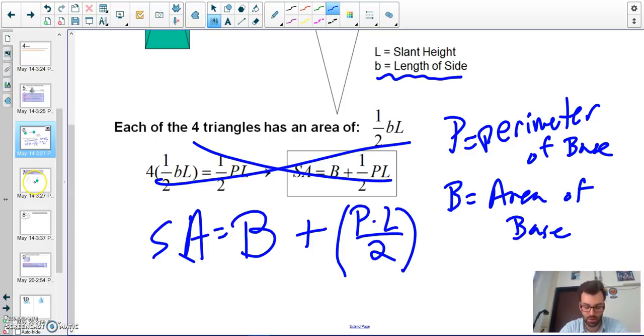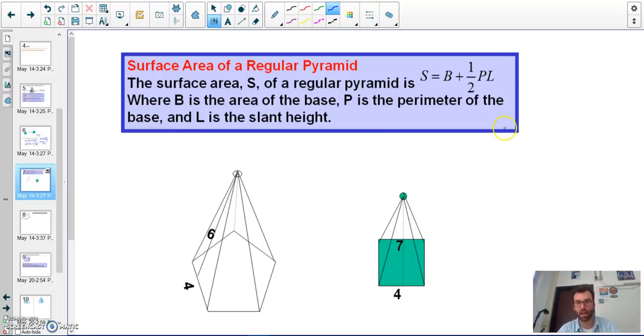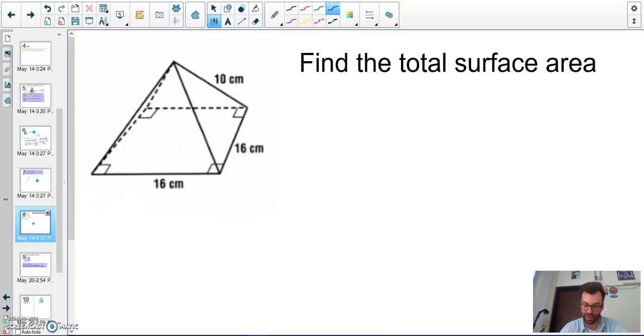That's just what this says here, right? P is the perimeter, L is the slant height, B is the area of the base.